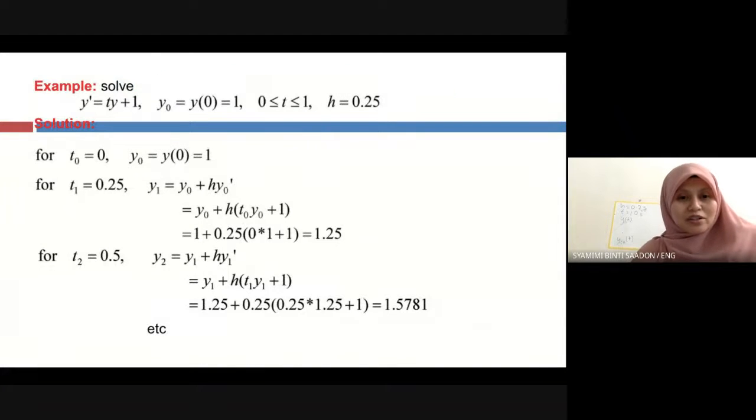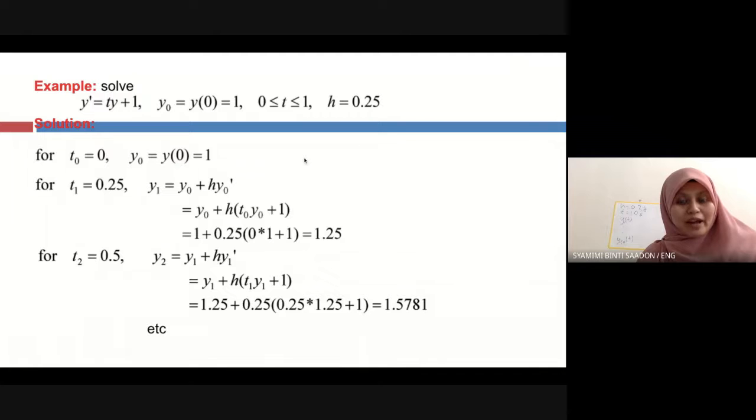Okay, so this is an example. Solve y prime = t + y + 1. The initial point is given, which is y0 equals 1. t is from 0 until 1, and normally it is in seconds. We use the SI unit, so 0 until 1 seconds. The step size is given, h = 0.25 seconds.